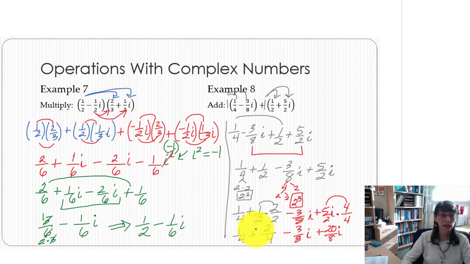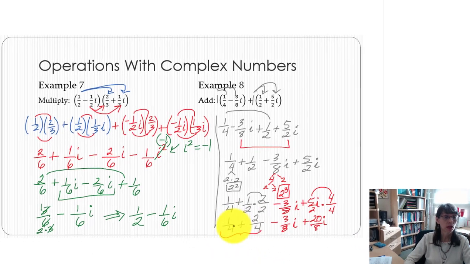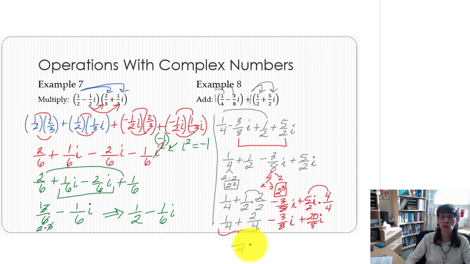So we can go back now to get our answer. For our like terms that are just constant terms, both denominators are 4, and 1 plus 2 makes 3. So I have 3/4. For the complex terms, negative 3/8i plus 20/8i. Both denominators are 8, so I know I'm going to have 8. Looking at the numerators, negative 3 and positive 20. That would make positive 17. And I need to include the complex portion.